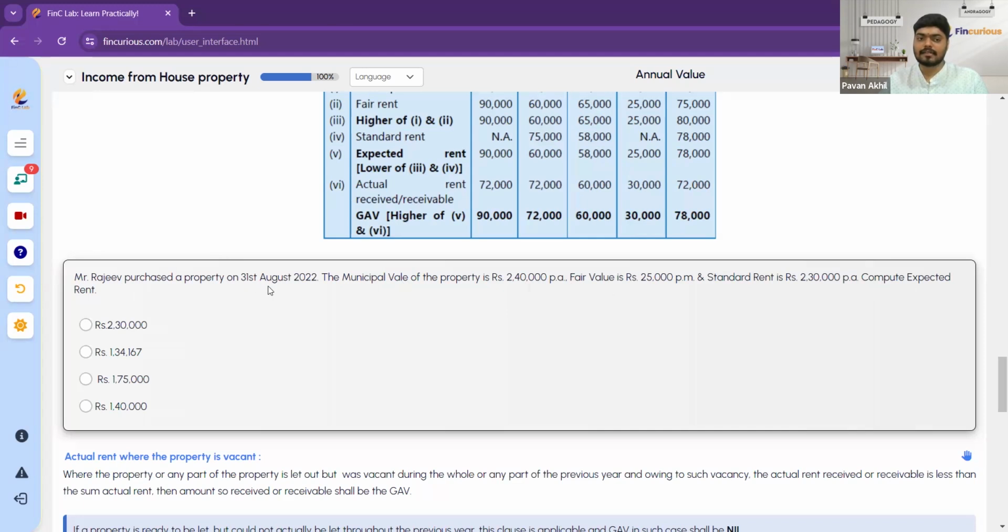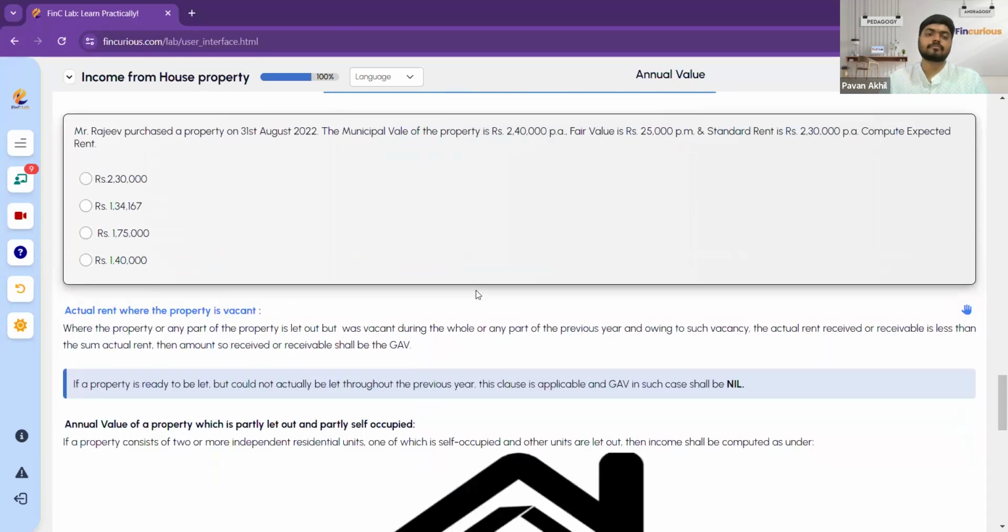So now don't directly calculate 2,40,000 and fair rental value. Here they're telling he purchased the property on 31st August. So April, May, June, July, August, 5 months gone. Only 7 months is remaining. So for the 7 months, you need to calculate the expected rent. I hope you understood and you can do this MCQ by yourself.